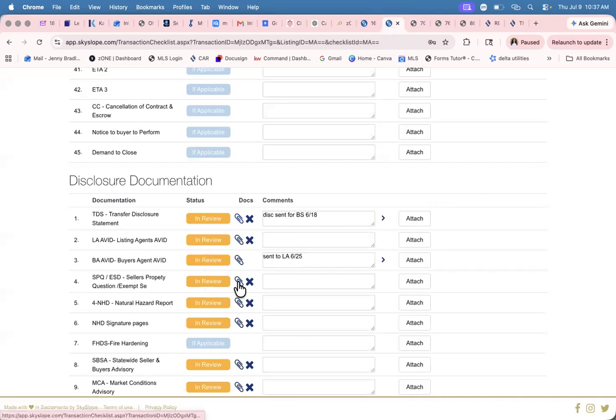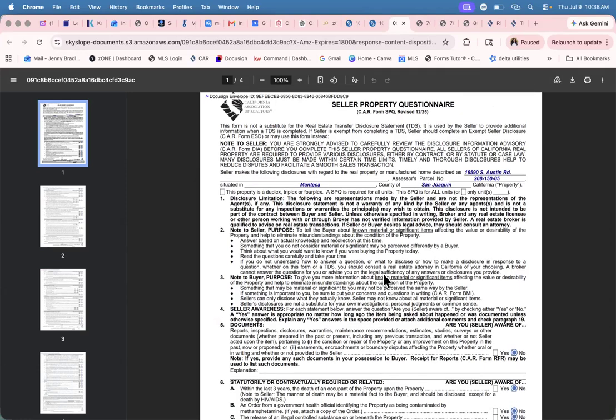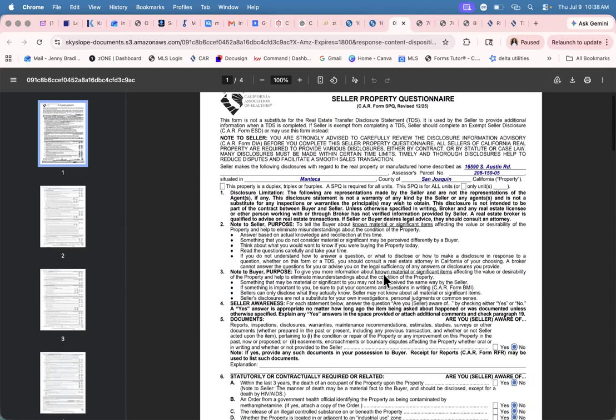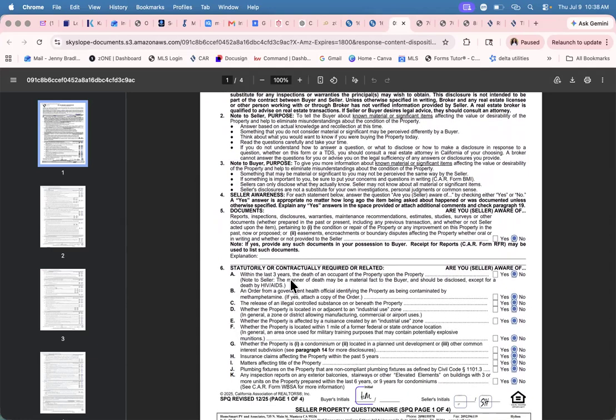Let's do the seller property questionnaire. Now, the seller property questionnaire usually goes hand in hand with the TDS. Can you guys see it? Yes. Okay, perfect. So this will go hand in hand with the TDS and then the AVID, and we'll get there too. So in this case, this is where we'll ask, within the last 3 years, the death of an occupant on the property? No.